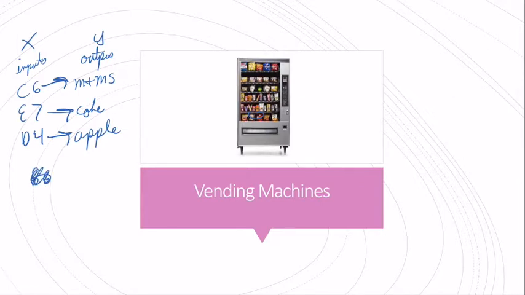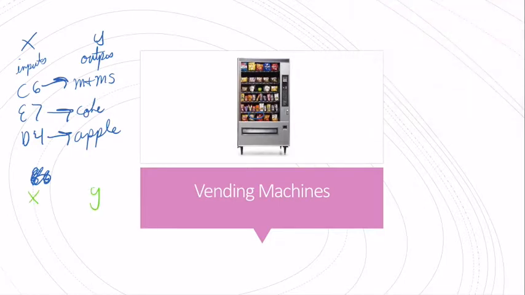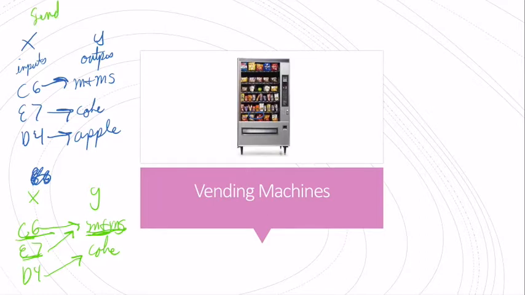Let's draw another vending machine. Let's change colors. If I had C6, E7, D4, M&Ms, and Coke. My vending machine would still work if C6 went to M&Ms, E7 went to M&Ms, and D4 went to Coke, right? I push my button, I get out one snack. I push my button, I get out one snack. It doesn't matter that these two x's have the same y. Each x has exactly one y value. So both of these are functions.